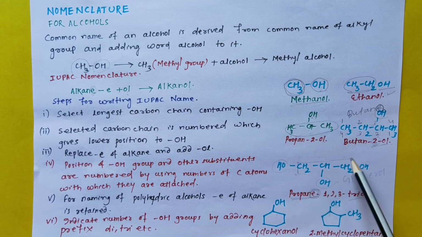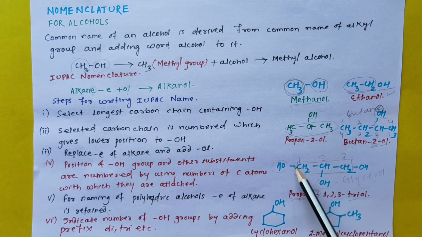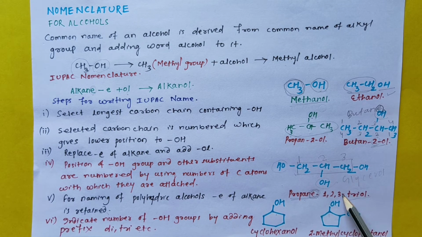Suppose this is the parent chain, 1, 2, 3. So we can see OH is added to first carbon, second carbon and third carbon. So propane-1,2,3. As 3 OH groups are there, so tri, and for alcohol, OL.